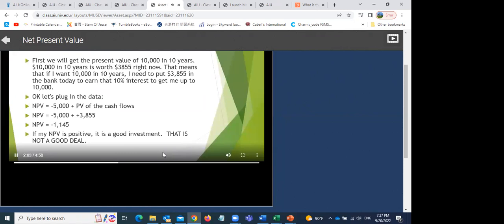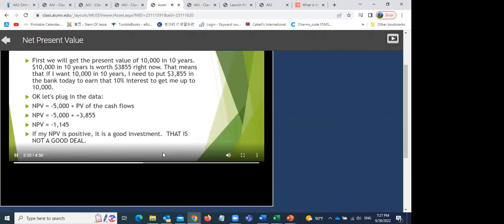So first we have to get the present value of 10 grand in 10 years. 10 grand in 10 years is worth $3,855. That means that if you want 10 grand in 10 years, you need to put $3,855 in the bank today to earn 10% interest to get you to 10 grand. So let's plug in that data to the net present value formula. I lay out 5,000 right now, but the present value of the cash flows of 10 grand in 10 years is 3,855.